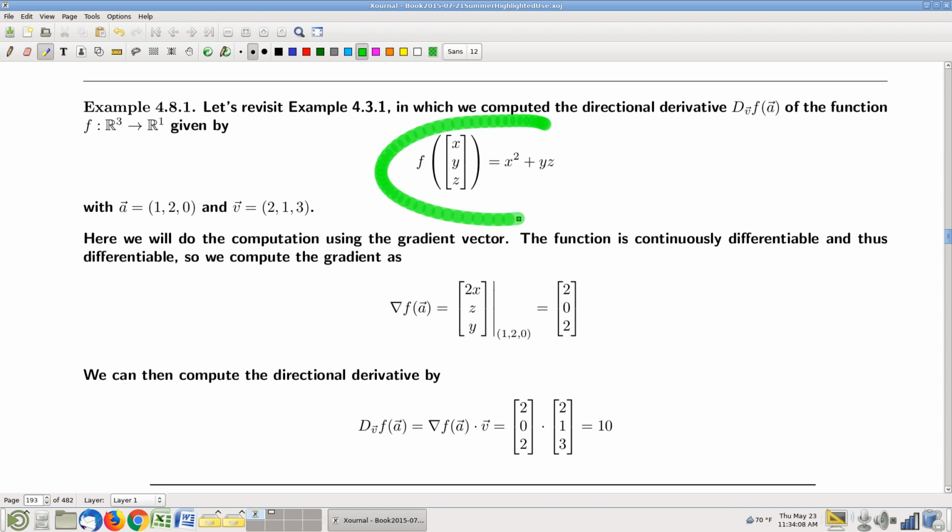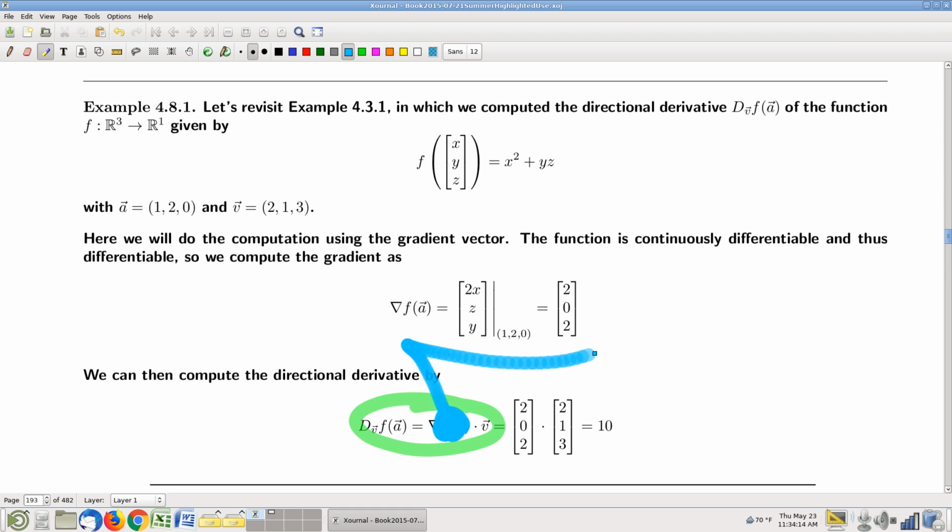And the way we compute a directional derivative is with a dot product with the gradient. The gradient is just a matter of computing some partial derivatives. The gradient is the vector of all the partial derivatives with respect to, one at a time, all the input variables. So x partial, y partial, z partial. Plug in the point of interest, looking back at 4.3.1. This was the point we were interested in. A was 1, 2, 0. Plug that in. There's your gradient vector.